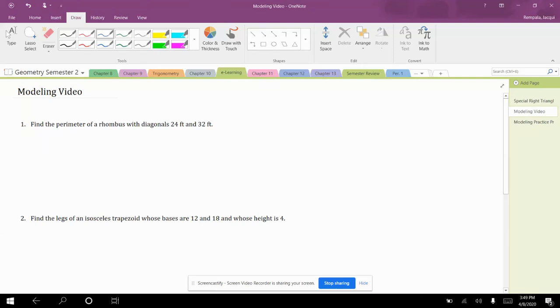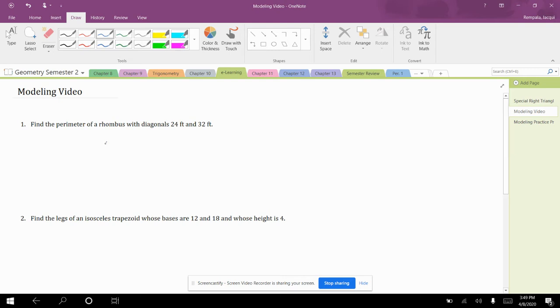Today we're going to look at a few videos about modeling using our knowledge of the Pythagorean theorem, its triples, and our special right triangles. So in the first example, it says, let's find the perimeter of a rhombus with diagonals of 24 feet and 32 feet. My suggestion is sketch a picture to help you out.